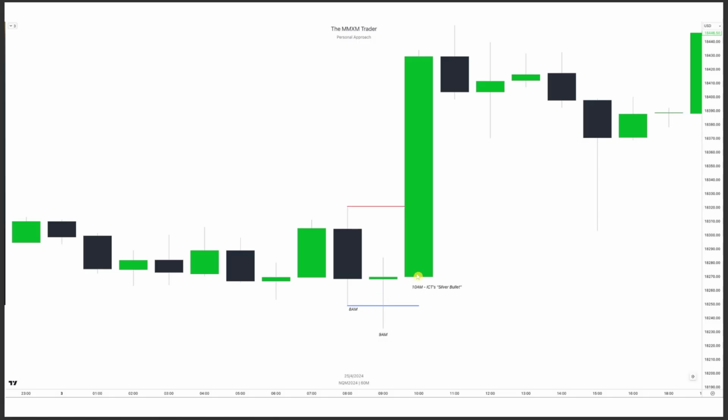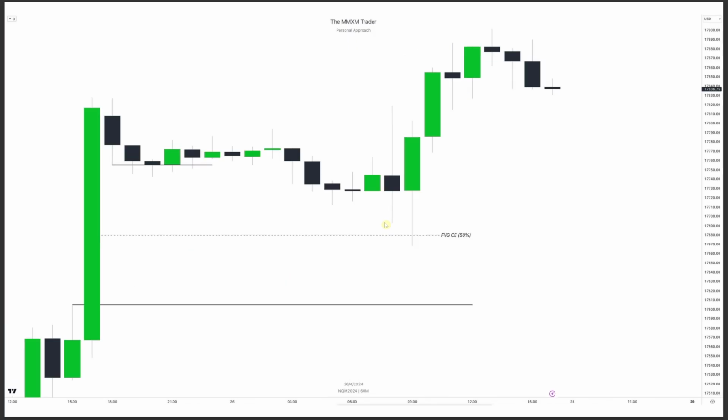And then 10 a.m. is the silver bullet window, right? And we want to see an expansion higher, respecting the 9 a.m. low and then raiding the 8 a.m. candle high. So if you zoom in a little bit more, we've got this 60-minute chart, the 1-hour chart of Nasdaq. We can see price action over here dipping in the fair value gap CE, which is the 50% level of that fair value gap.